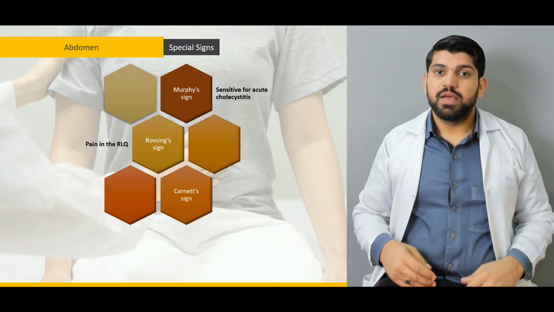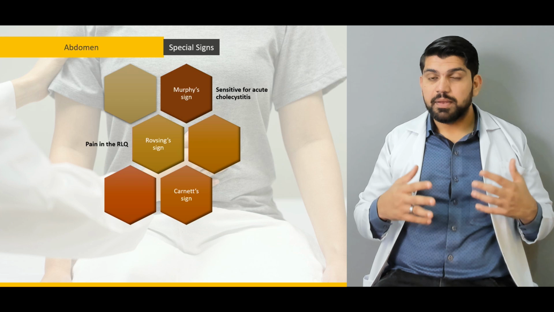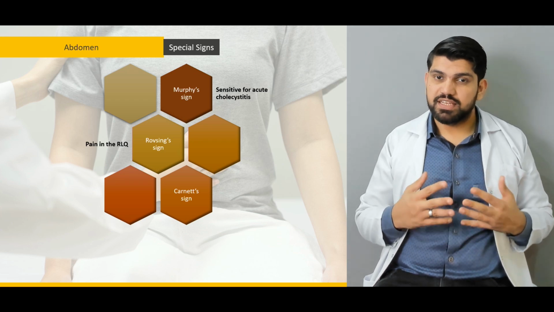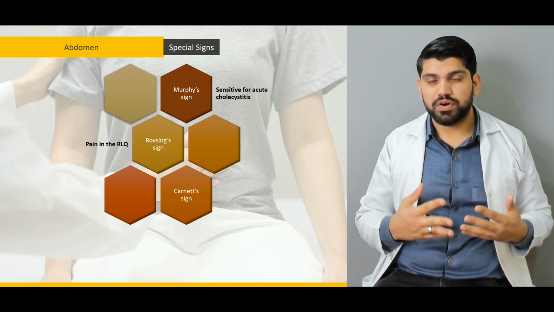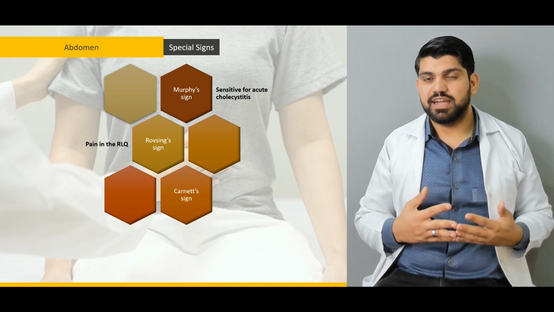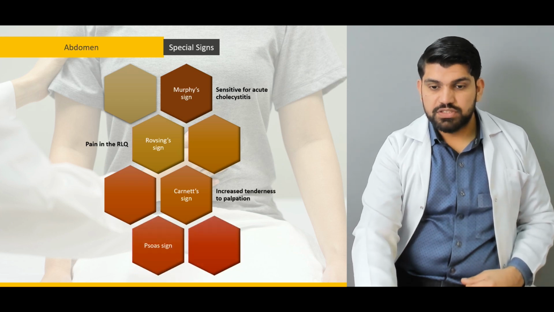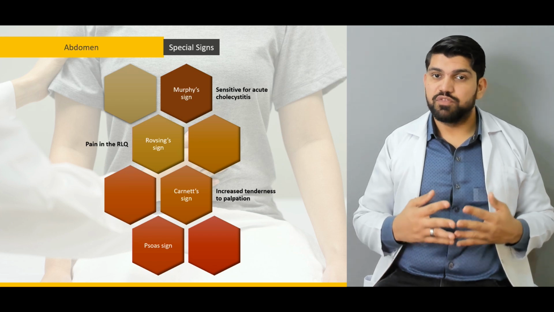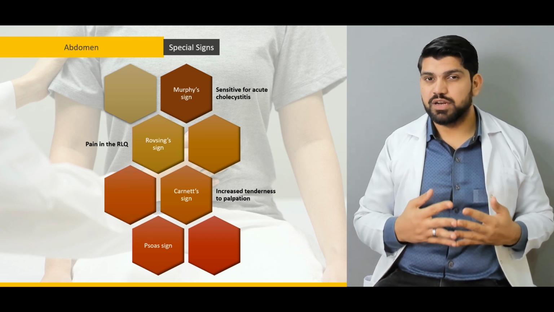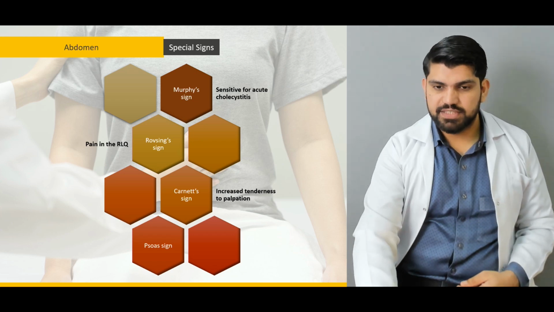Carnett sign. When you ask the patient to lift his head, there is pain in the abdominal muscles. This is Carnett sign. It is most likely a sign of abdominal wall tenderness. Psoas sign, explained in the next slide, is also a sign for any psoas muscle involvement or psoas muscle tenderness. How do you do that? We'll explain in the next slide.